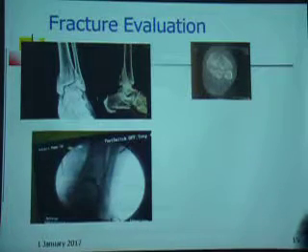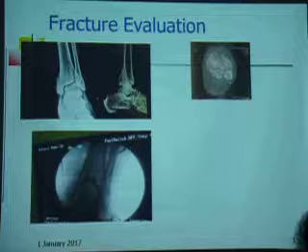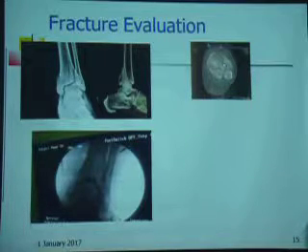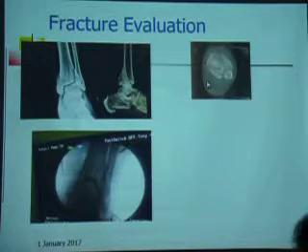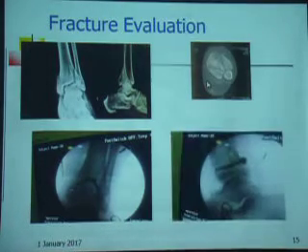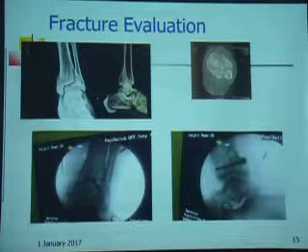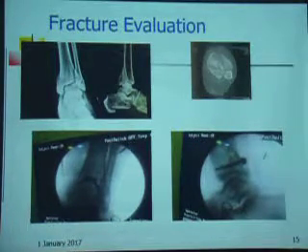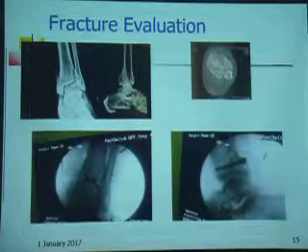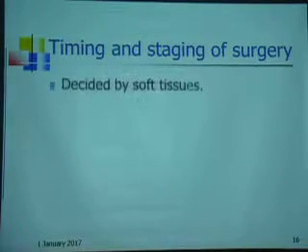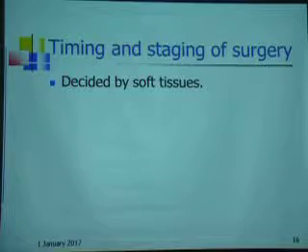And look at the odd way of fixation. We have to pass the screws in this manner because these screws were fixing both of these fracture lines. So this is the odd orientation of screws, but that was dictated by the CT scan. So that is how you evaluate the soft tissue and the fracture itself.